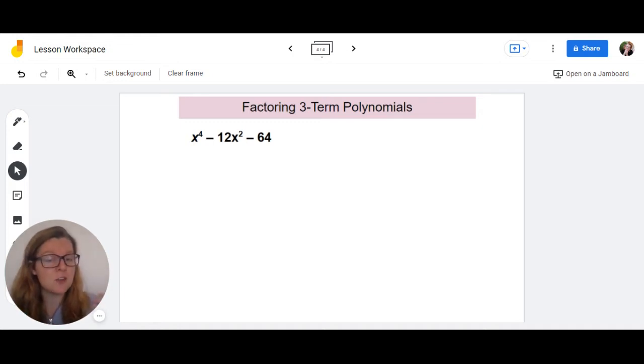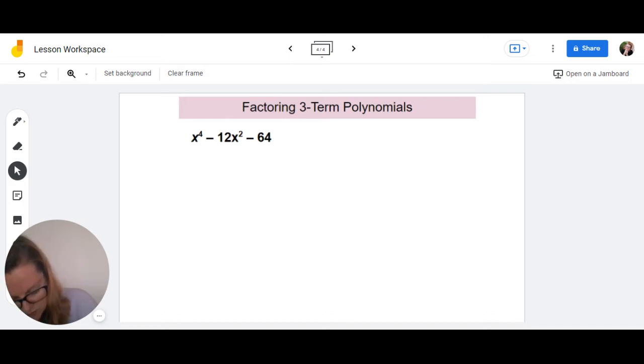So you can do it using guess and check, but just remember that if you have an x to the fourth as your first term and an x squared in your middle term, your final answer in order to make sense would have to be x squared times x squared. So if you want to use guess and check, go for it. If you're not super good at guess and check, we can always use grouping, which is what I'm going to show you guys how to do.